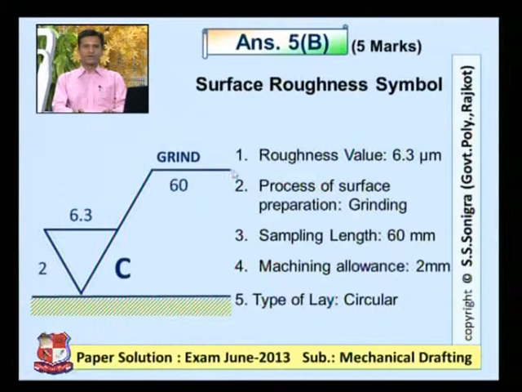So if this symbol is drawn on any drawing, it means that the roughness value of this surface is 6.3 microns, and this surface is to be prepared with the grinding operation, and length of sampling should be taken as 60 millimeter, and allowance for machining operation is 2 millimeter. We can remove the material up to 2 millimeter thickness only, and the lay of the pattern should be circular.